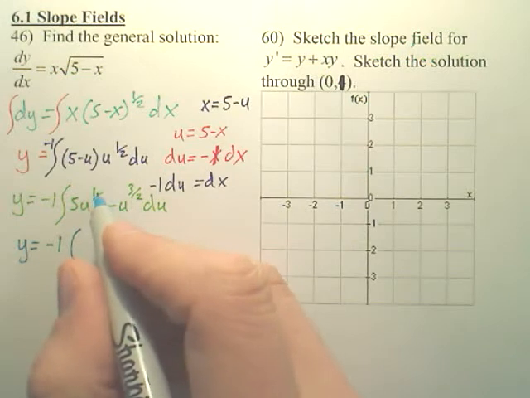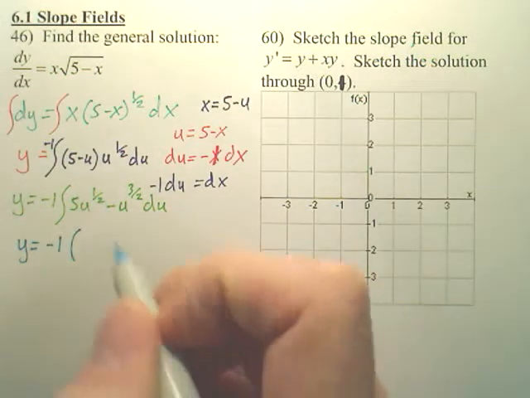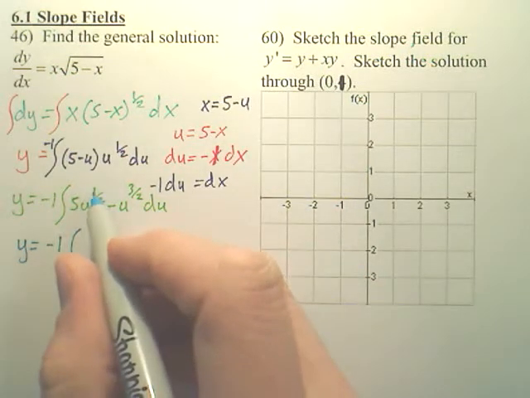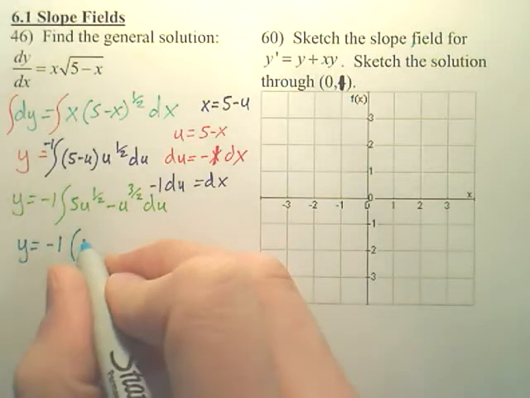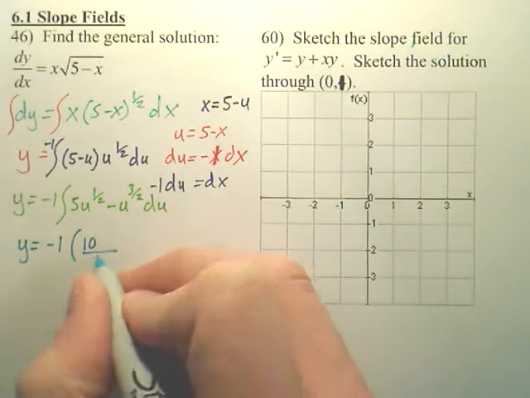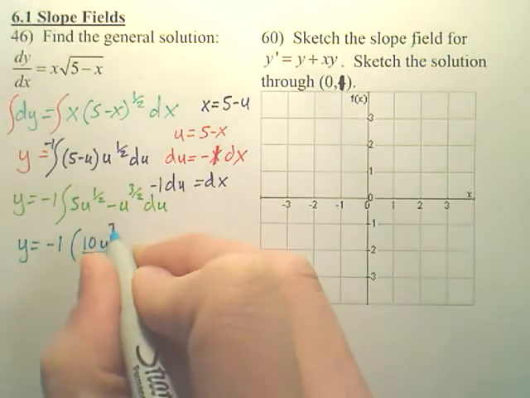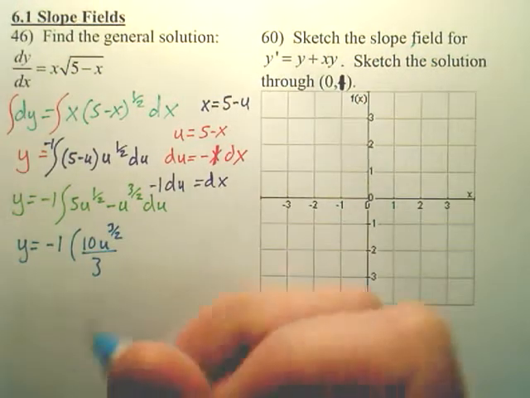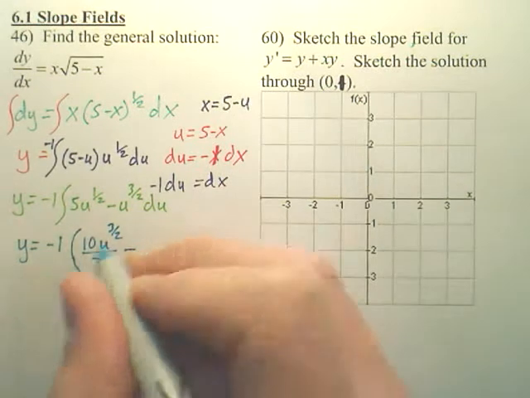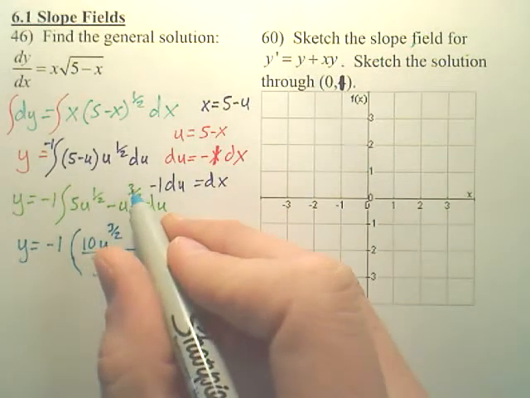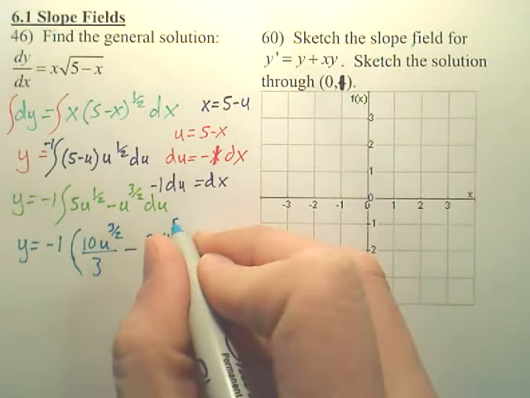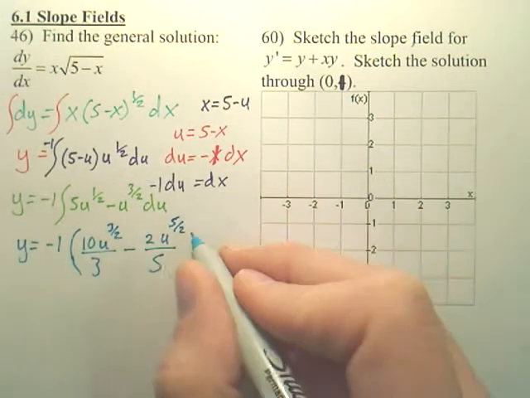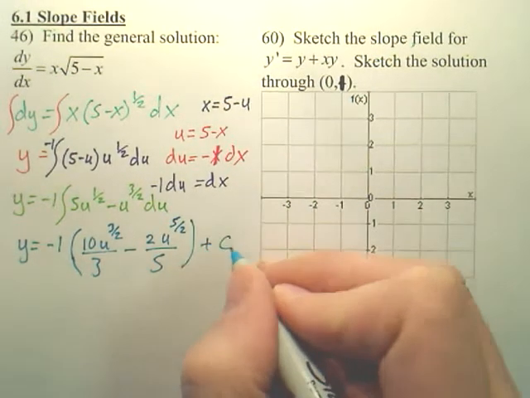This, sorry, you add 1, which would be 3 over 2. Divide by that, so that would be 10 over 3 u to the 3 over 2, minus, this one you add 1, it would be 5 over 2. So it would be 2 over 5 u to the 5 over 2, plus c.